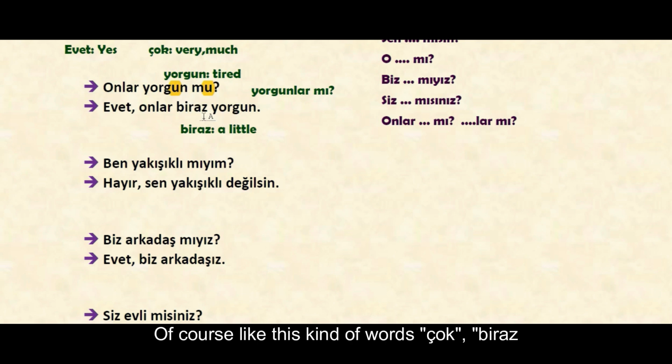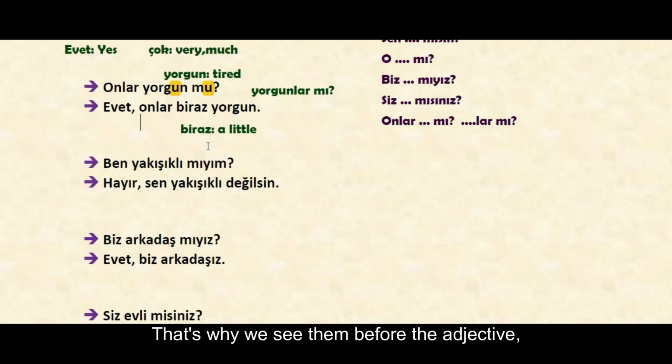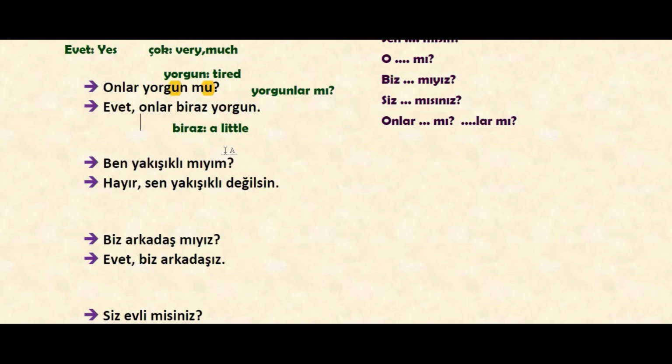So of course, this kind of words, çok, biraz, must be used in front of the adjective, like çok tembel, because they are actually qualifying the adjective. That's why we see them before the adjective, just as a note. Okay, let's see the other one then.